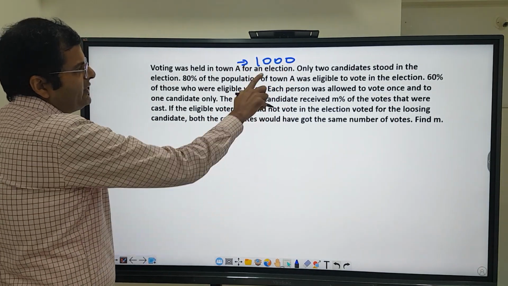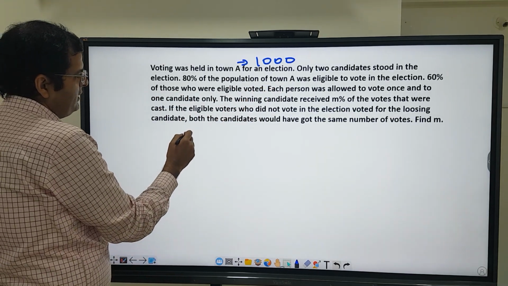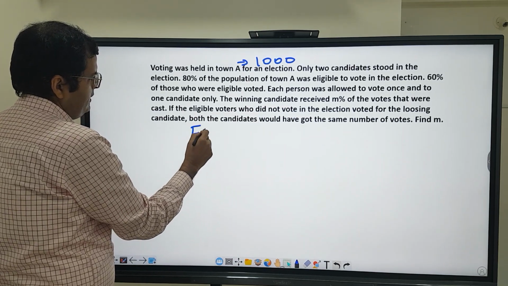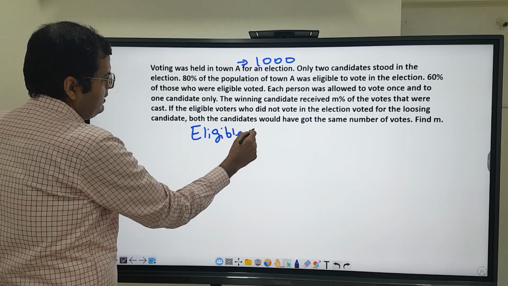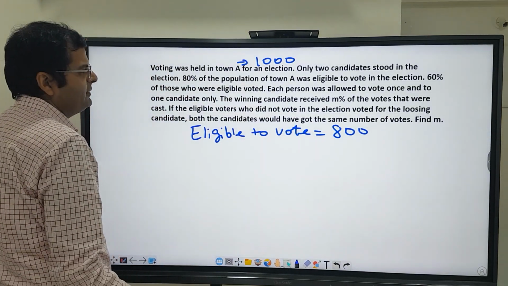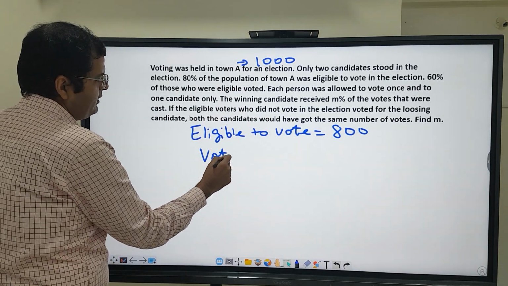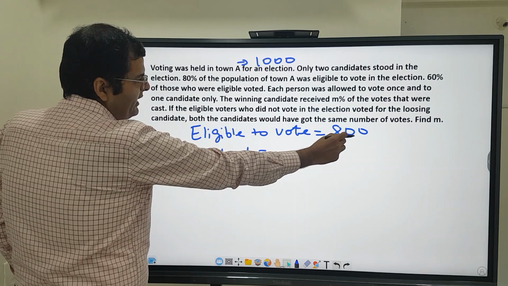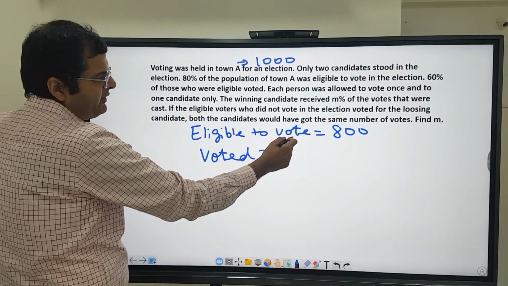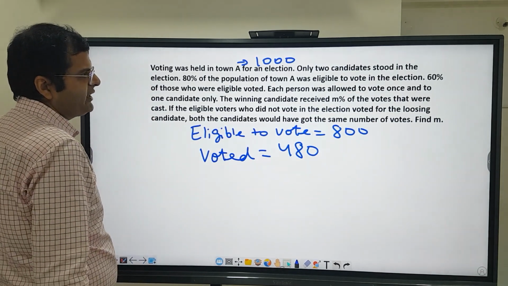So it says only two candidates stood in the election. 80% of town A was eligible to vote. So how many were eligible to vote? 80% of 1000, which is 800. So 800 were eligible to vote. 60% of those who were eligible voted. So how many voted? 60% of those who were eligible means 60% of 800. 0.6 into 800, which is 480. 8 6s are 48. So 480 voted.